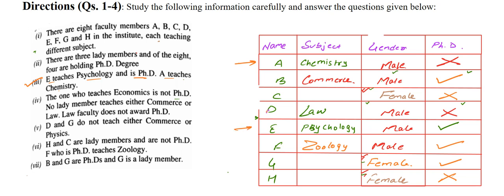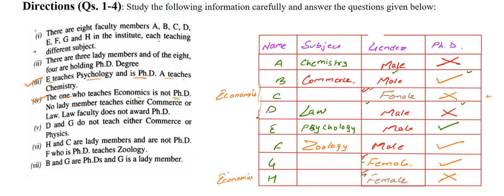So E is teaching psychology and is a PhD. Now in 4, we have that the one who teaches economics is not a PhD. So economics, you can see we have not got economics yet. So the possibilities for economics is C. C can teach economics because C is not holding a PhD degree, as well as H can also teach economics because H is also not holding a PhD degree, but G is holding a PhD degree, so G cannot teach economics. So we have got 2 options for the subject economics.